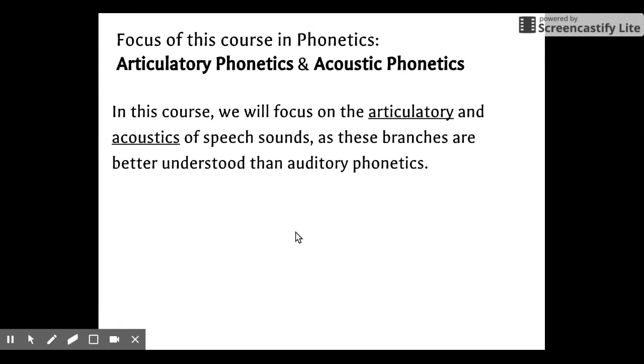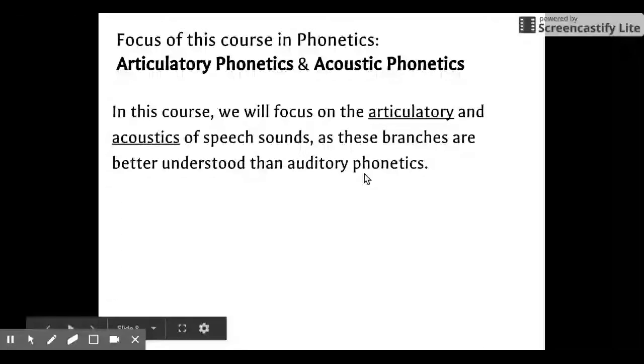Our focus in this course will be on the first two only, because these branches are better understood than auditory phonetics. We're going to leave auditory phonetics for future study, and pay more attention to the first two.